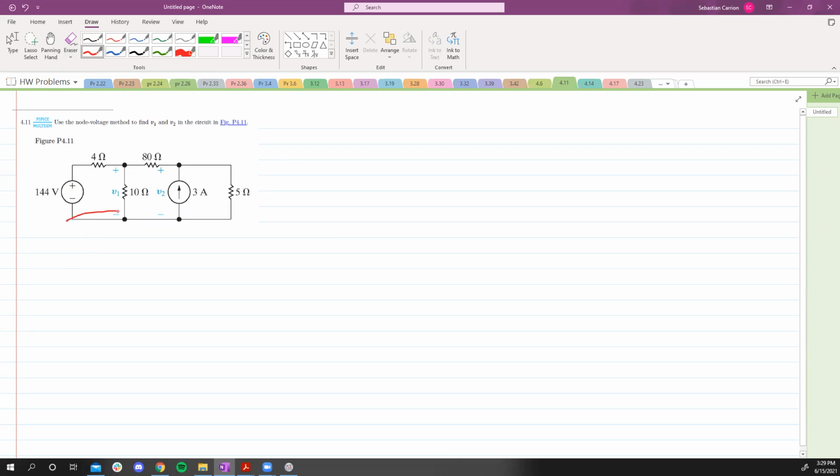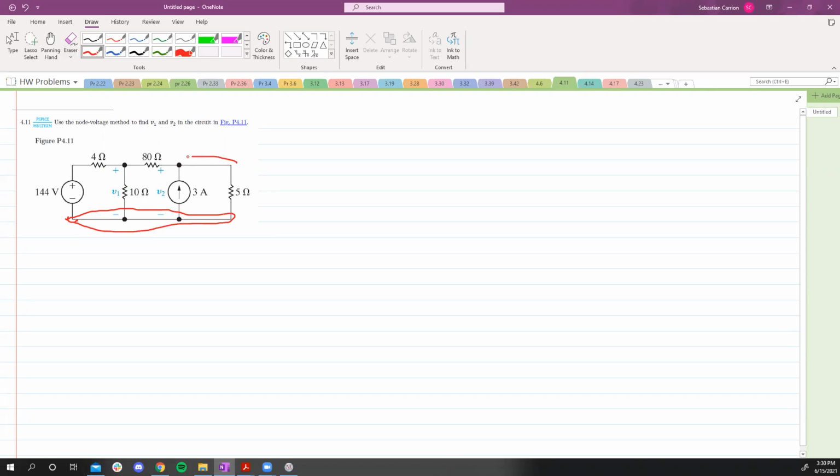So I'm going to call this bottom node ground. Actually, I'm going to do it a little bit different. The easier way would be calling that bottom node ground. Actually, no, I'll do it. I'll call the bottom node ground. It just makes it more simple. It makes the answer more straightforward.